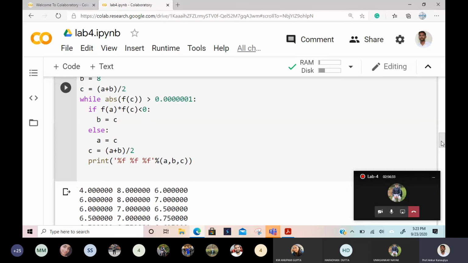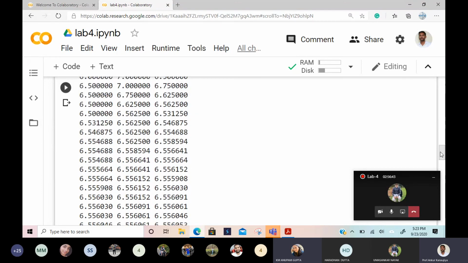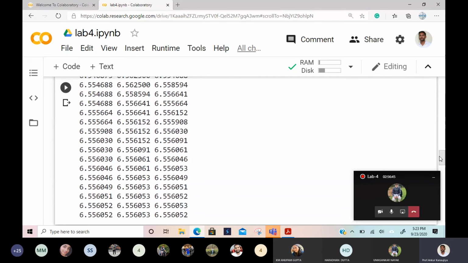Yes. We started with 4 and 8, then 6 came as the midpoint. Then 6 and 8, midpoint is 7. Then 6 and 7 came, midpoint is 6.5, and so on. Just keep on dividing and we are getting close to the answer, 6.55.